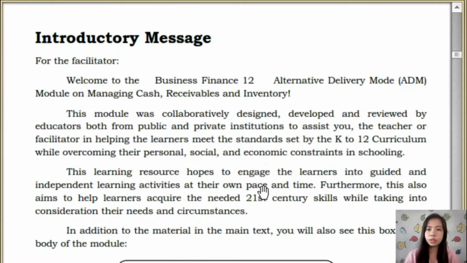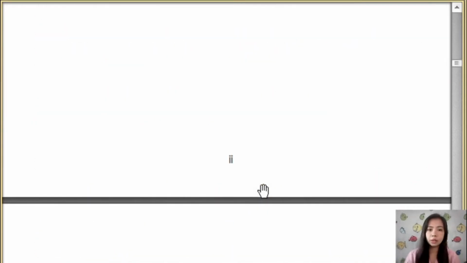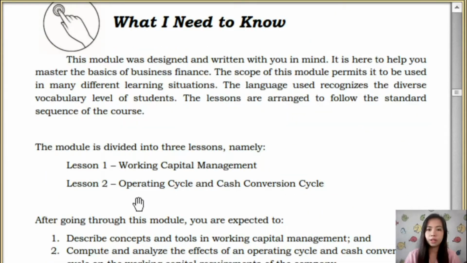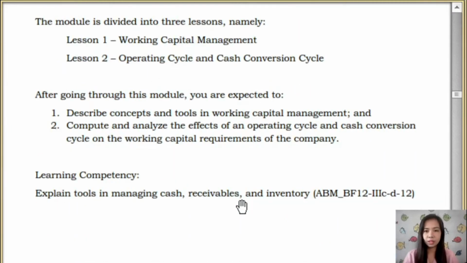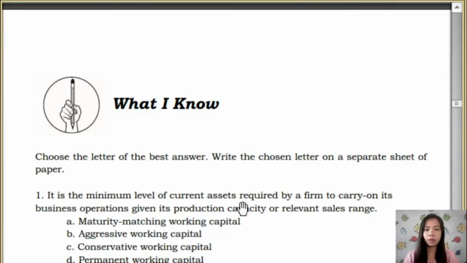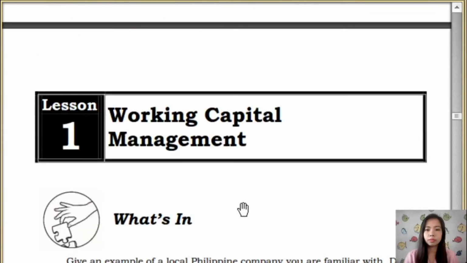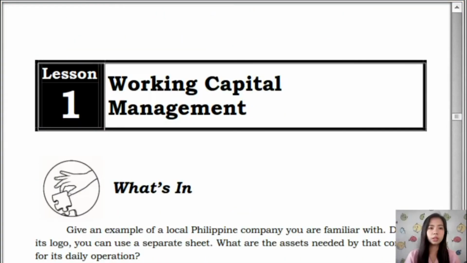So under this Module 6, you have, I think, 2 lessons. You have Lesson 1, Working Capital Management, and Lesson 2, Operating Cycle and Cash Conversion Cycle. So here, kakaroon tayo ulit ng mga computations. So let's start with, okay, so you have your What I Know, preliminary activities. Let's start with the working capital management.